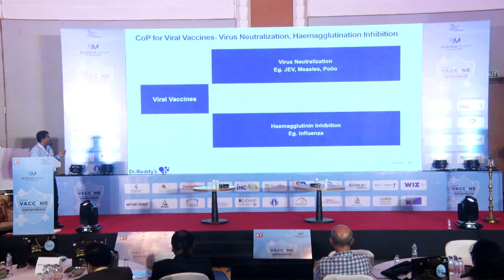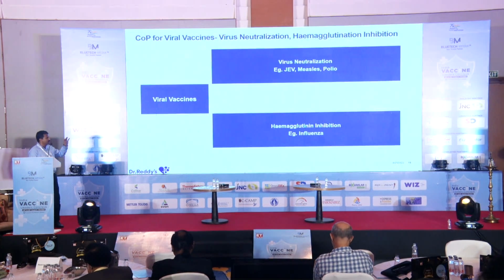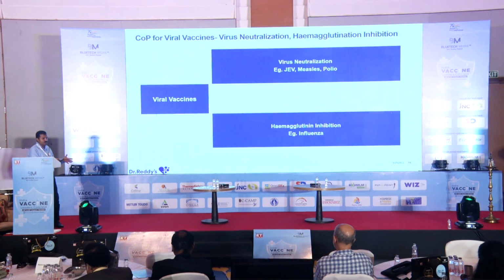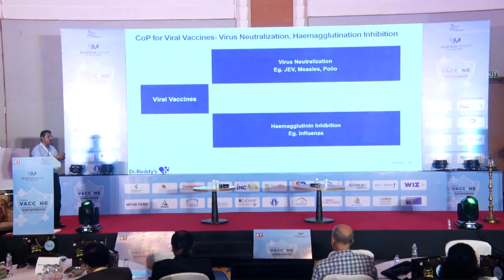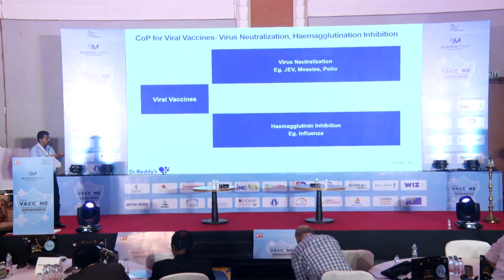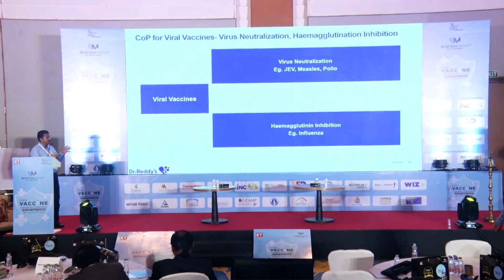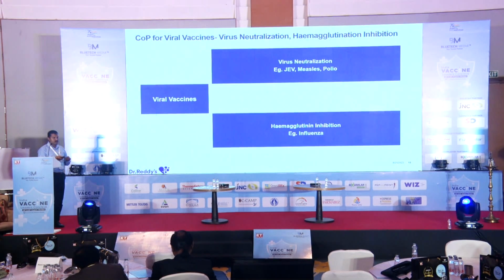When we talk about viral vaccines, there are two major types. One is like JEV, measles, polio, where we can do neutralization of the virus, using human sera. Then there is another set of vaccines, like the influenza vaccine, where neutralization doesn't work. Hemagglutinin inhibition works, where we have to show the HI value. But we will talk more about the first segment.